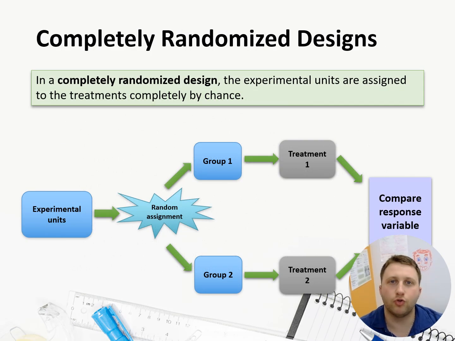Now, there are 2 main types of experimental designs that we learn in the course, the first of which is the completely randomized design. In this design, experimental units are assigned to treatments completely by chance, and this is a map of what that looks like. They all start out together, we randomly assign some to one group, some to another, and this could happen for many, many groups. You don't just have to have 2. Each group receives a treatment, and then we compare the response across the groups.